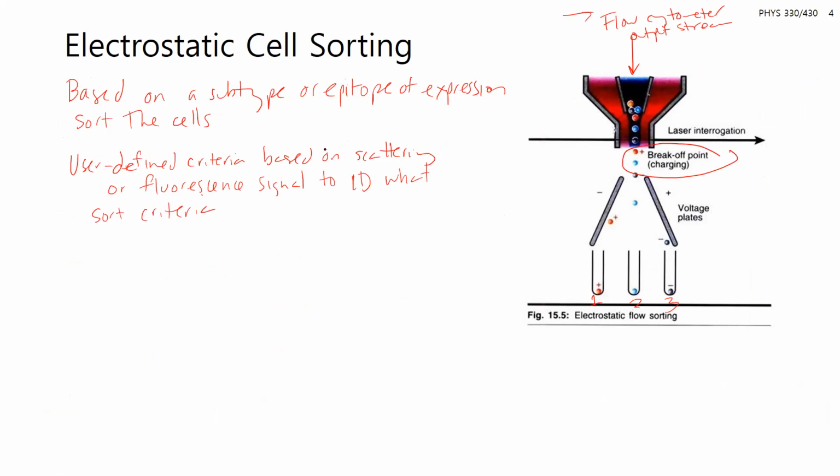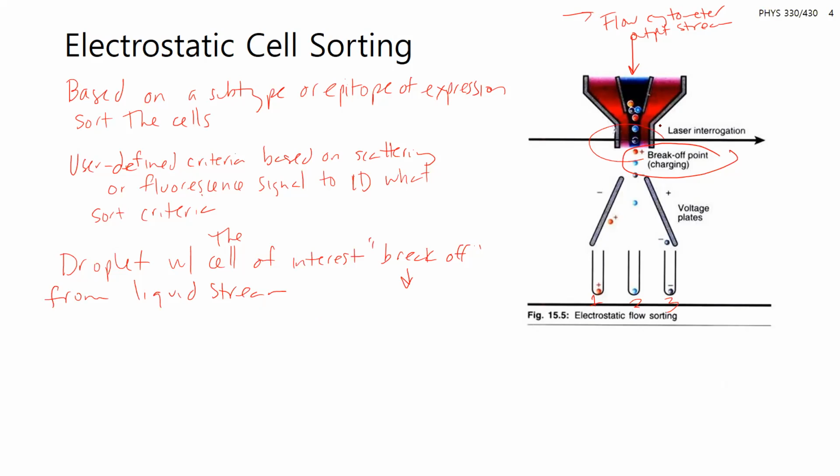Then with the computer control, at this point you can see this break off point, that at the exit of the flow cytometer, you're going to have a droplet with the cell of interest break off from the liquid stream up here. And to achieve this break off, the nozzle at the end here is going to be vibrating at a very high frequency.